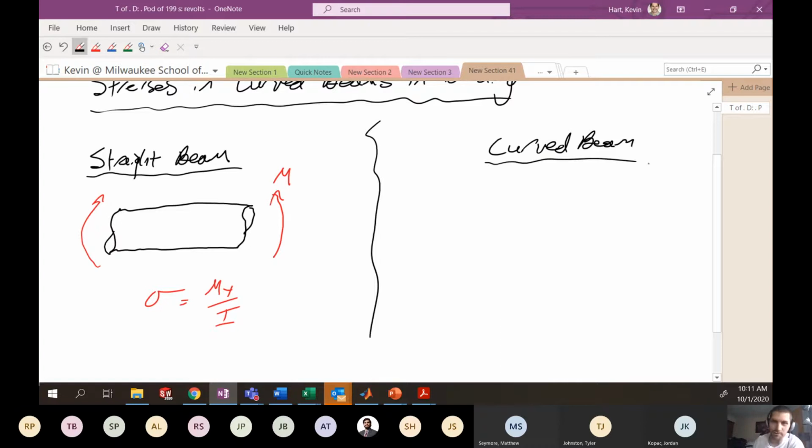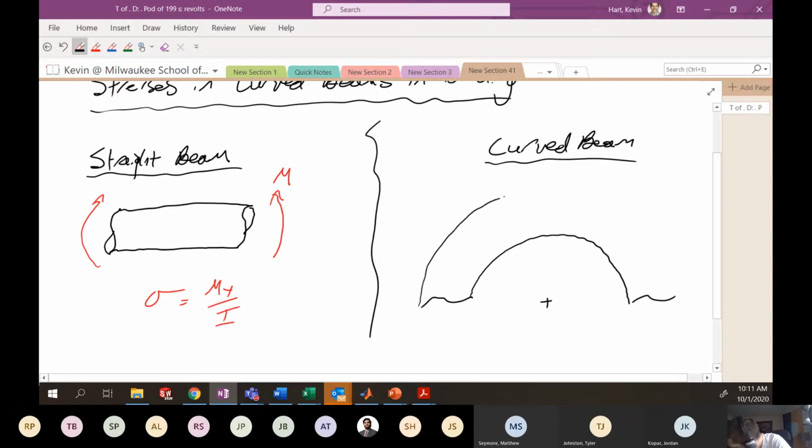In a curved beam, we already have curvature of the member before we put any bending moment on it. So that might look something like this. I'll do the best I can. We might have some cylindrical member, but it's got some curvature. And usually we denote this curvature by the variable rho.